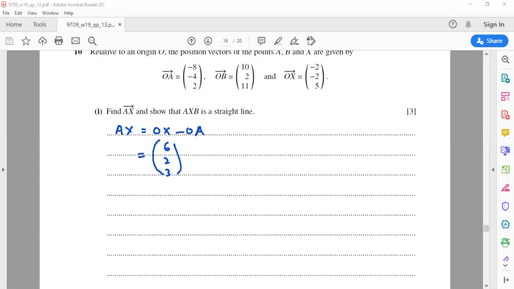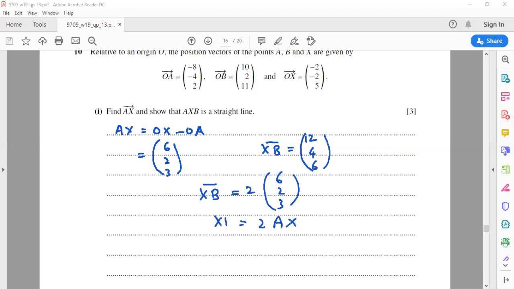Now let's find XB as well, so that we can show that AXB is a straight line. XB means OB minus OX. So 10 minus minus 2 is 12, and 2 plus 2 is 4, and 11 minus 5 is 6. Now if you see XB and take 2 as common, we get 6, 2, and 3, which is actually AX. So XB equals 2 times AX, which shows that the three points are collinear, lying on the same line. So this shows you that it is a straight line.